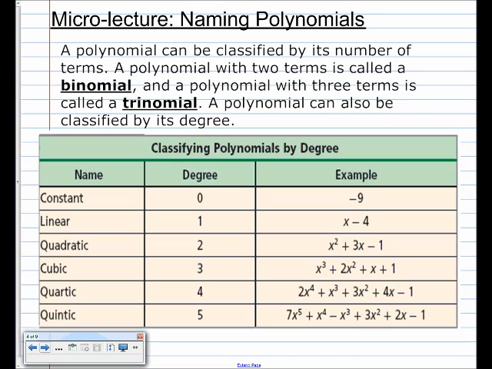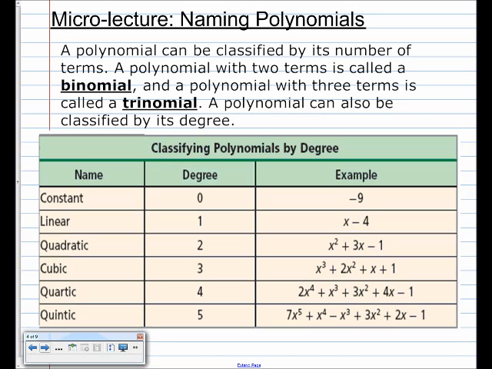Cubic, quartic, and quintic. I'll say it again so you can hear it. Cubic, quartic, and quintic. All right, so that's to the third power, fourth power, and fifth power. The last thing, after you name it, is to tell me how many terms.